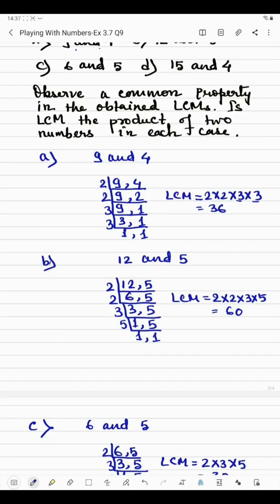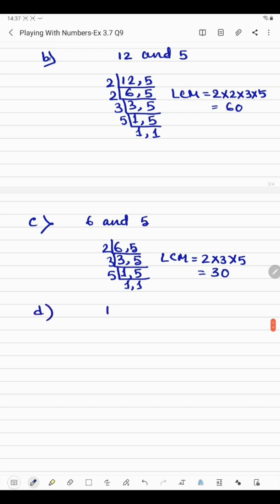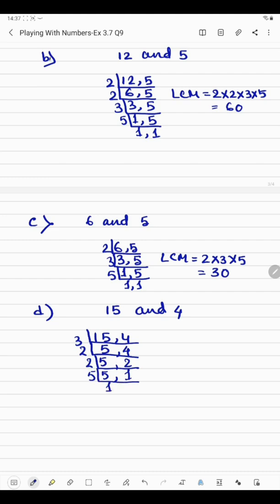Okay, now in the D part we have 15 and 4. So we'll have to find the LCM of 15 and 4. So again 3 5s are 15, 4 cannot be divided by 3, so 4 will remain same. Then 2, 5 cannot be divided by 2, then 2 2s are 4. So 5 cannot be divided by 2 again, so 2 1s are 2, and then 5 1s are 5. So the LCM of 15 and 4 will be 3 multiplied by 2 multiplied by 2 multiplied by 5. So 3 2s are 6, 6 2s are 12, 12 5s are 60.